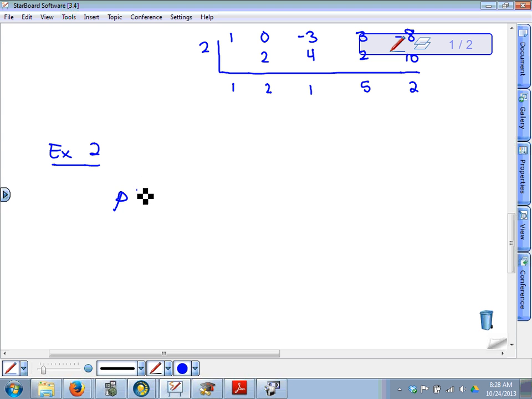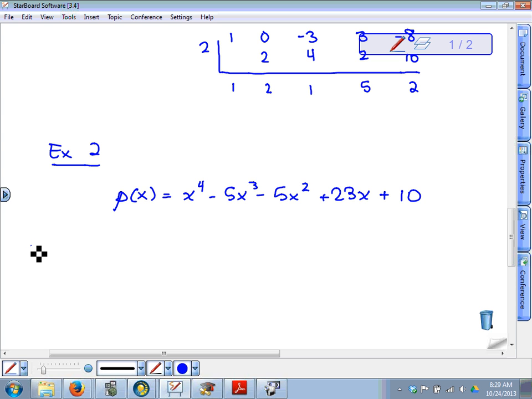Let's try this one. Let's see if this one has any rational zeros. The last one did not. This one hopefully does. x to the 4th minus 5x cubed minus 5x squared plus 23x plus 10. Finally, you were nice and gave us all of the x values.